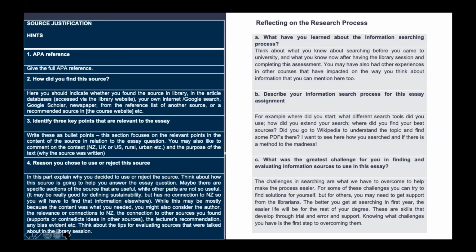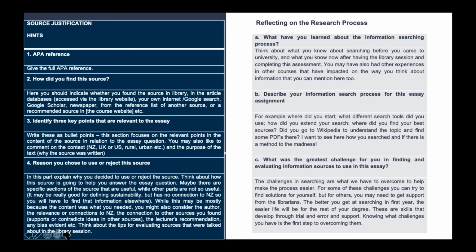The next thing is the source justification. So it was: how did you find the source? Identify 3 key points relevant to your essay. What's the reason you chose to use or reject this source? And then at the end, they had to reflect on their research process. What did you learn about information searching? Describe your search process for this essay, and what was the greatest challenge that you had? This came in 3 weeks before the essay.